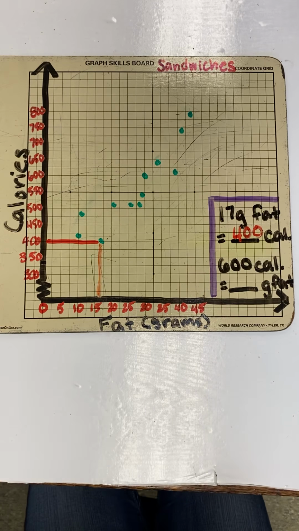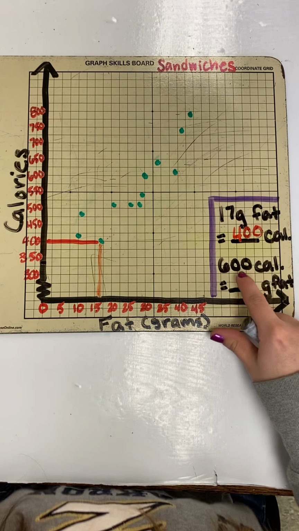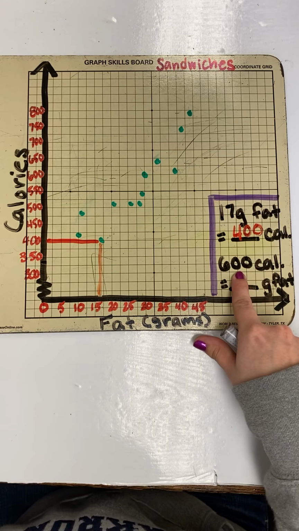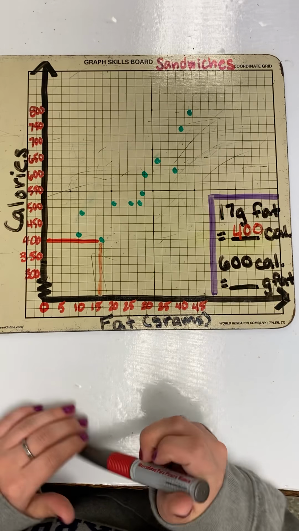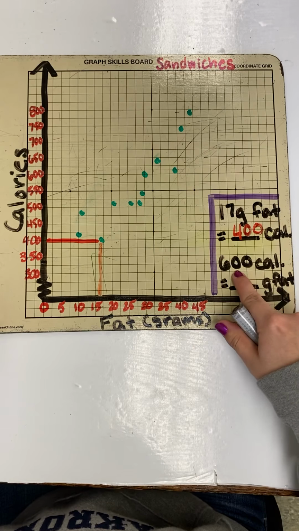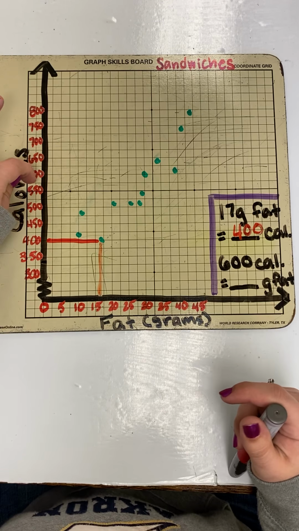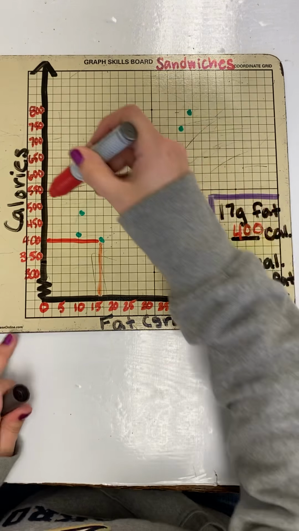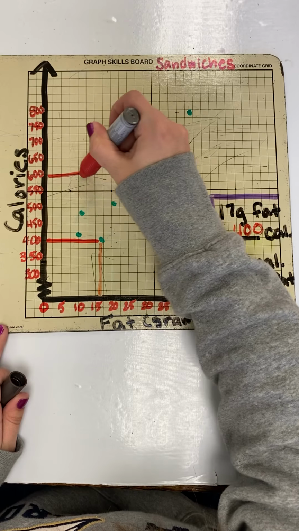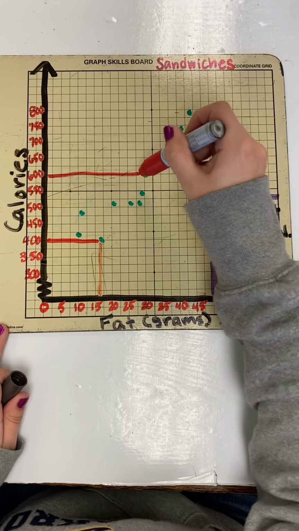Okay, well that's nice enough, but what if we wanted to go the other way around? What if we wanted to figure out about 600 calories? How many grams of fat is that? Since I'm looking at calories first, I know I have 600, so I'm going to find 600 on my graph. There it is, and I make a line across my scatter plot.